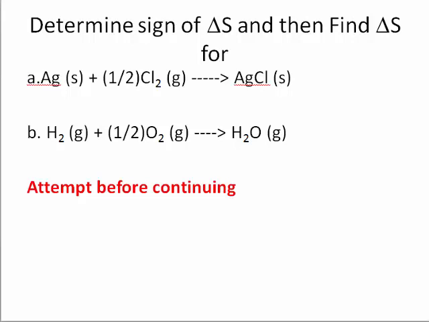Determine the sign of delta S and then find delta S for these two reactions. Well, the sign of A is going to be negative. We take a solid and a gas and make 1 mole of solid. And the sign of B, we take a mole of gas and a half mole of gas and we make a mole of gas. The sign of B is going to be negative as well. Now, finding the numbers, you look up the data table and use them in the same way you would use enthalpies of formation. You may want to attempt these before continuing.